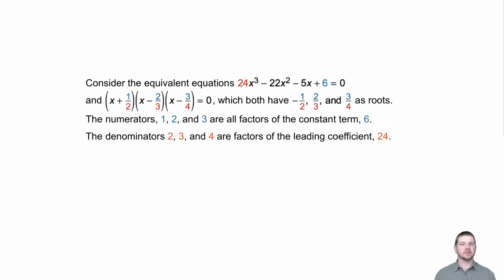Consider the equivalent equations 24x cubed minus 22x squared minus 5x plus 6 equals 0, and the product of three binomials, first x plus 1/2, then x minus 2/3, finally x minus 3/4 equals 0, which both have negative 1/2, 2/3, and 3/4 as roots. The numerators 1, 2, and 3 are all factors of the constant term 6. The denominators 2, 3, and 4 are all factors of the leading coefficient 24.